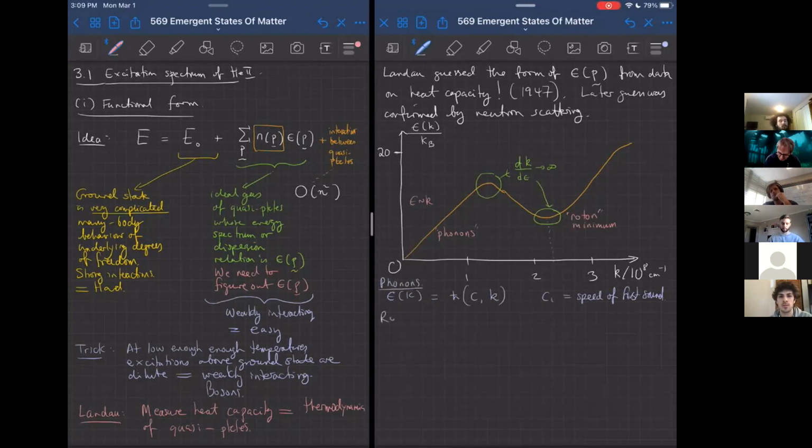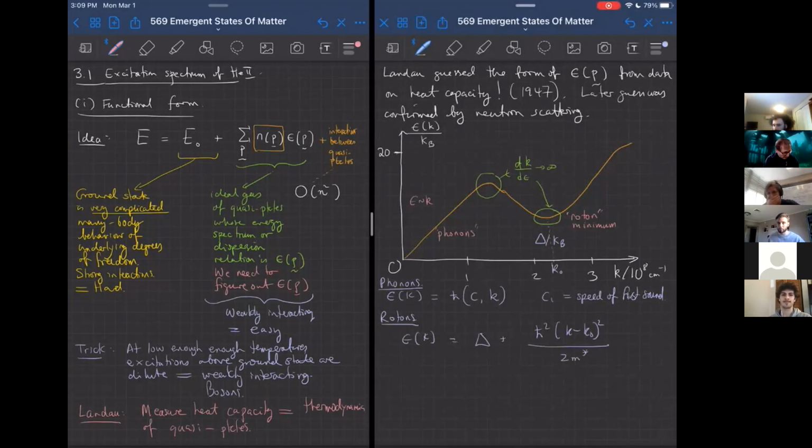And then for the rotons, we just simply say that epsilon of k is equal to some gap. So we'll call this gap delta. This is delta over Boltzmann's constant. So this gap is delta plus, and then it's some sort of quadratic. So we'll say it's k minus some k naught squared over some effective mass, two m star, like so. And this is k0.